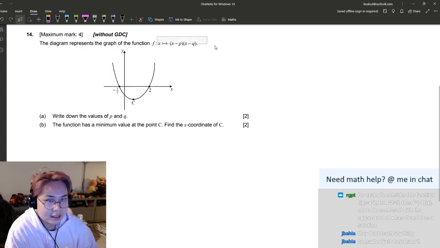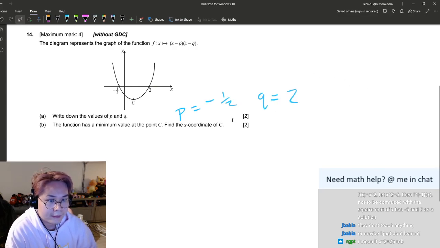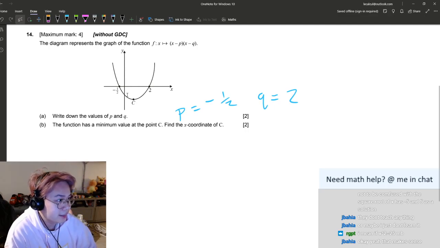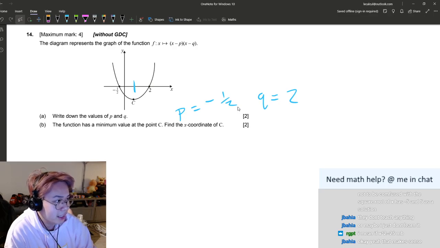Here's a function. We have it in factored form, x minus p, x minus q. Write down the values of p and q. Easy. You can see from the graph where your p and q values are. So p is -1/2, q is 2. And then the function has a minimum value at c, so this is where your vertex is. Find the x-coordinate. The x-coordinate should be in the middle of -1/2 and 2.